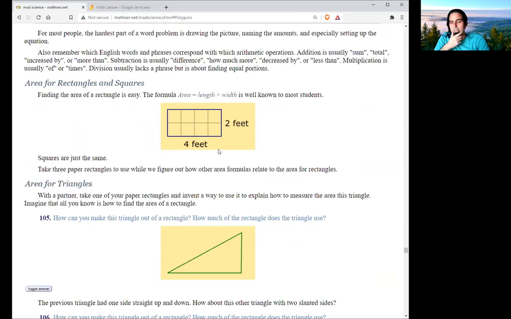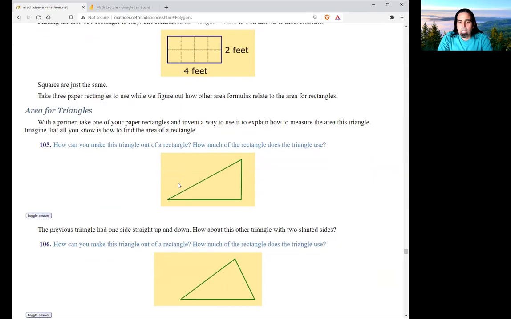So area is length times width. That's something you can memorize if you need to, but it's not really a why kind of thing. It's just how we're defining area. We're defining area as how many square feet of paint it takes to paint this rectangle.